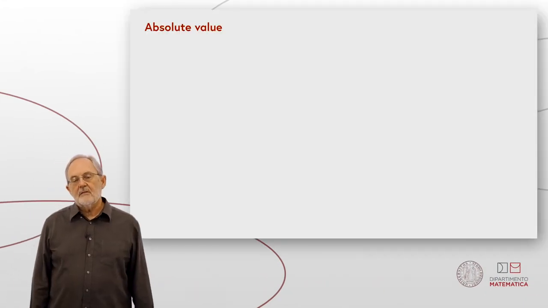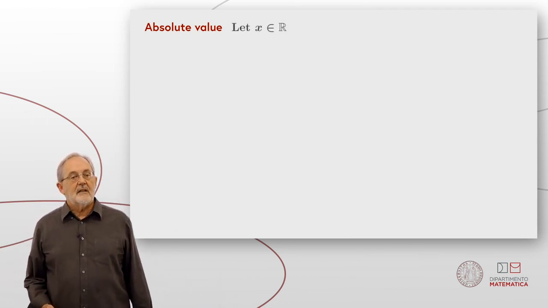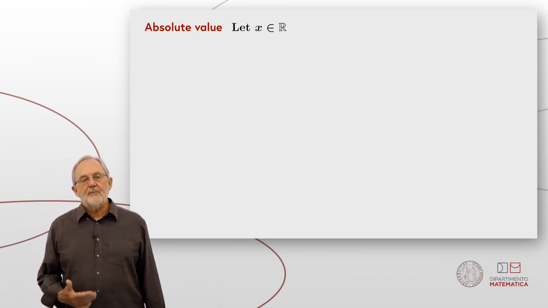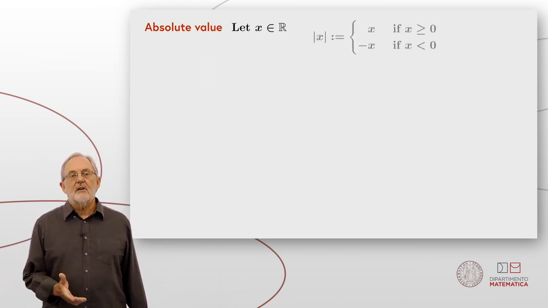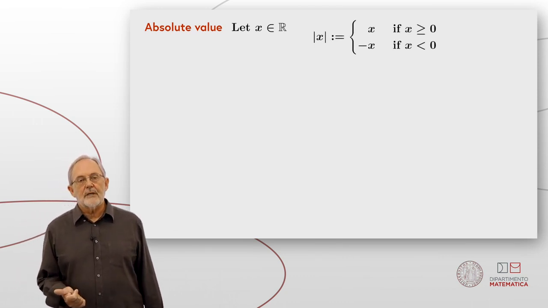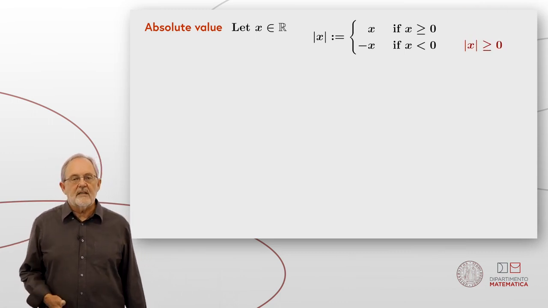The absolute value of a real number is an important tool, which we'll define now. Let x be any real number. Its absolute value is defined as follows. It's equal to x if x happens to be greater or equal 0. Otherwise, it's equal to minus x when x is negative.